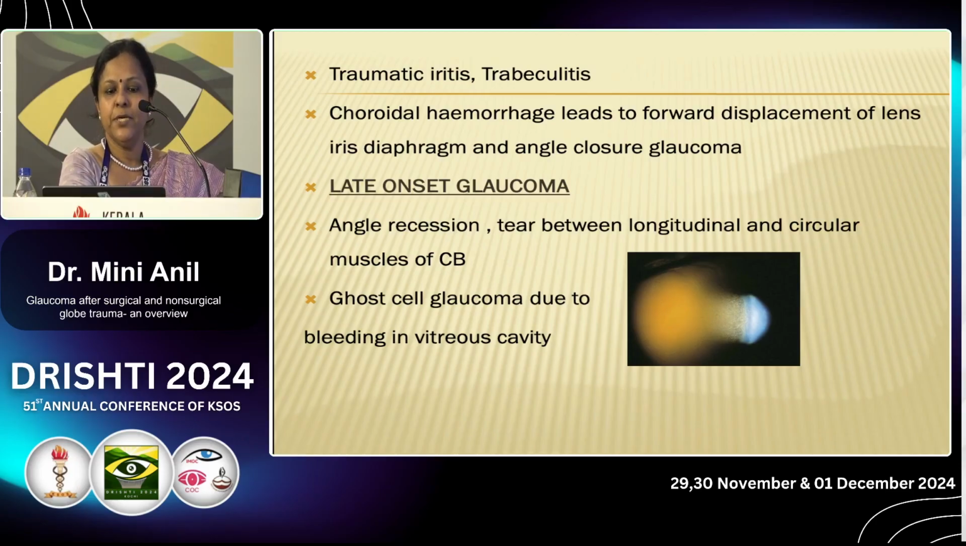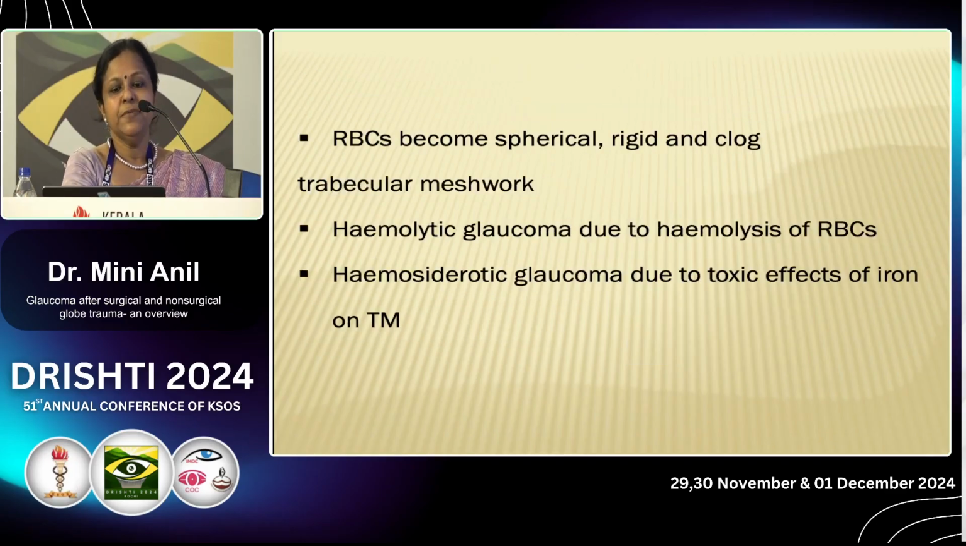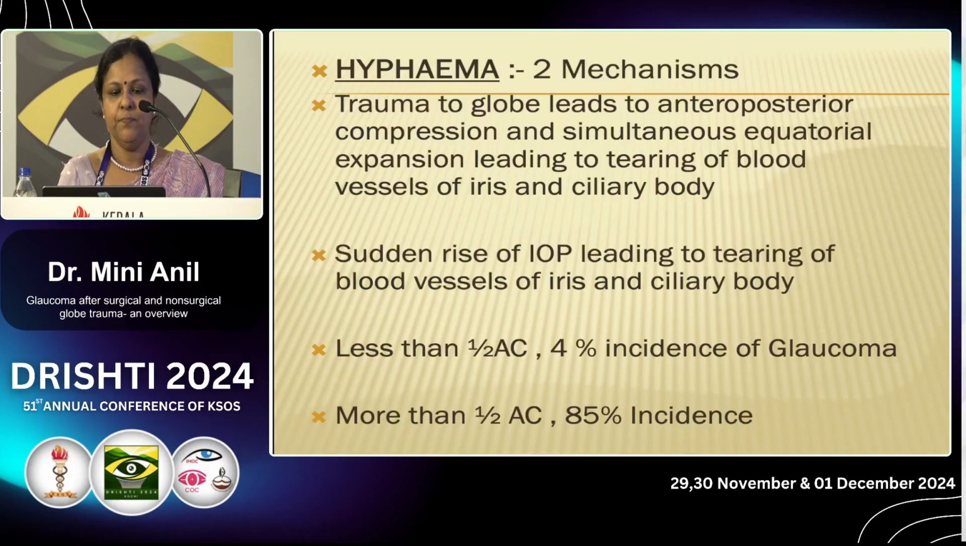Late onset can be due to angle recession, that's a tear between the longitudinal and circular muscles of the ciliary body. Or it can be ghost cell glaucoma due to bleeding in the vitreous cavity. The RBCs become spherical, rigid and clog the trabecular meshwork. Hemolytic glaucoma is due to hemolysis of RBCs, and hemosiderotic glaucoma is due to toxic effects of iron on the trabecular meshwork.